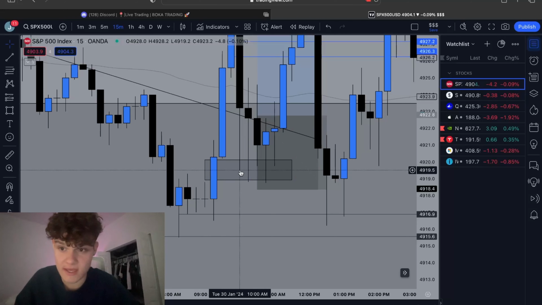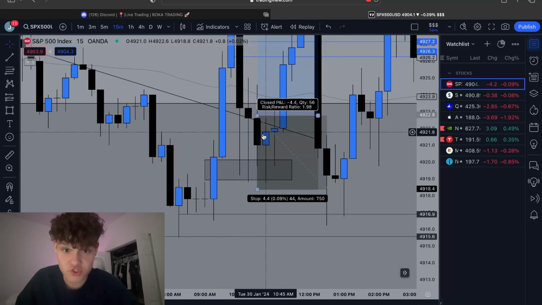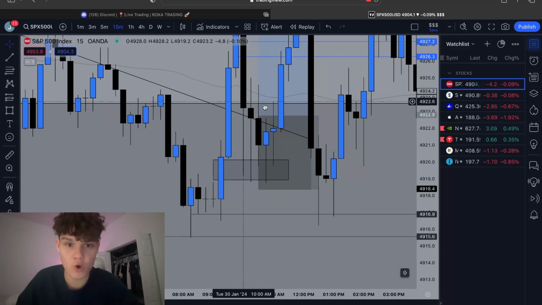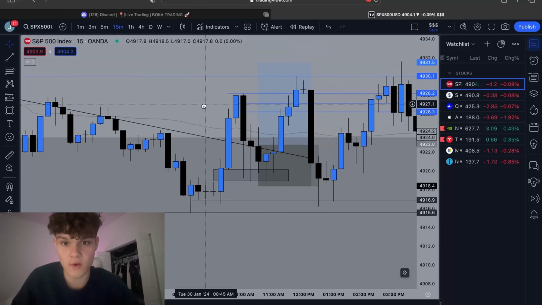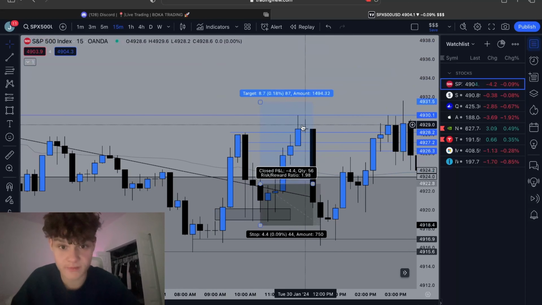We wick into it. Shoot up. Wick into it. Shoot up. Wick into it. Shoot up. Look at this. This is just giving me more and more confirmation that it wants to go higher. It's taking all these orders out down here. It's filling a ton of orders to push price up.